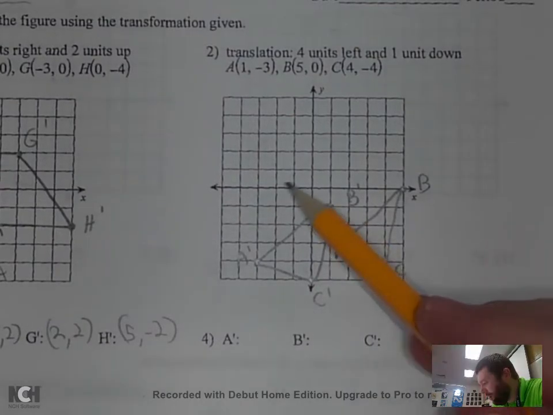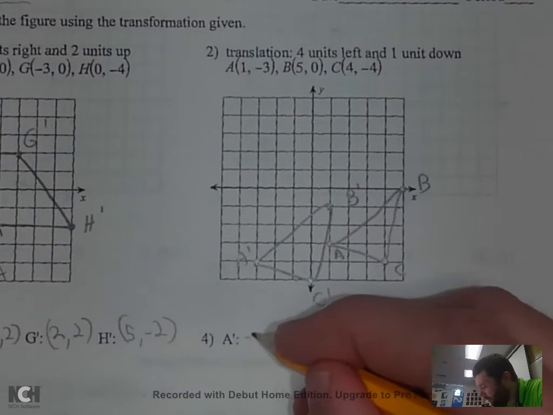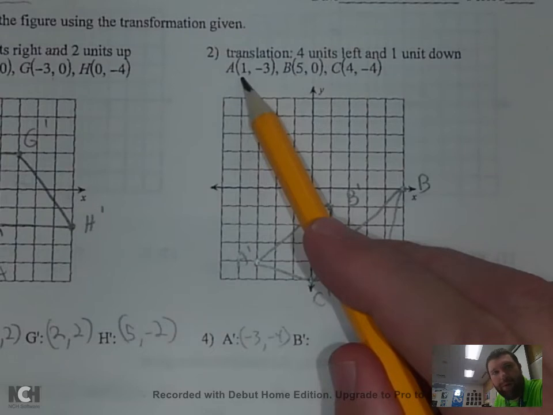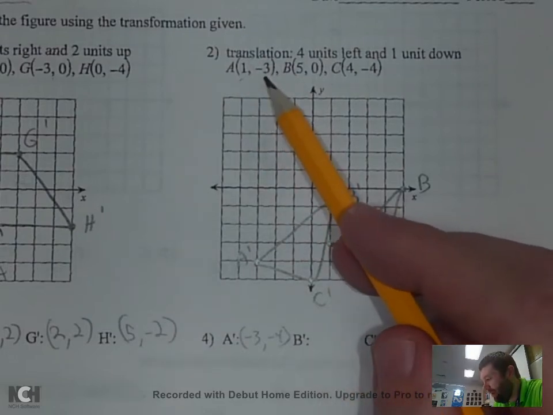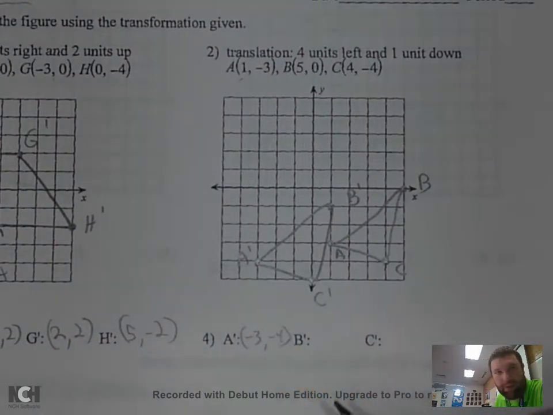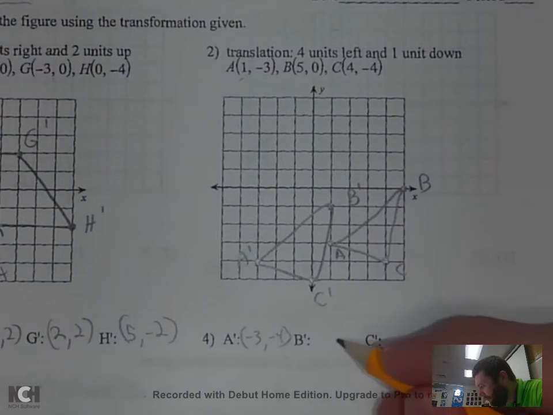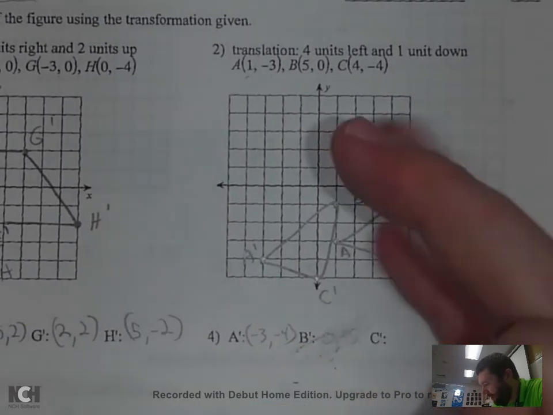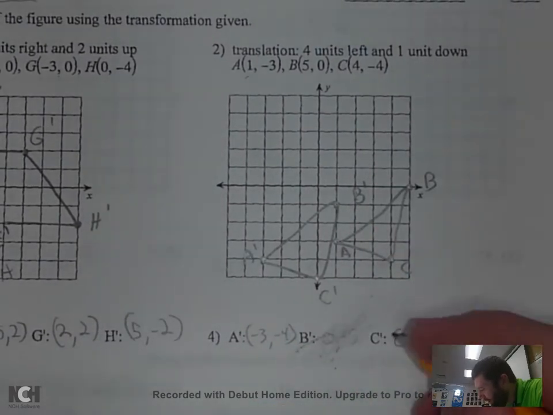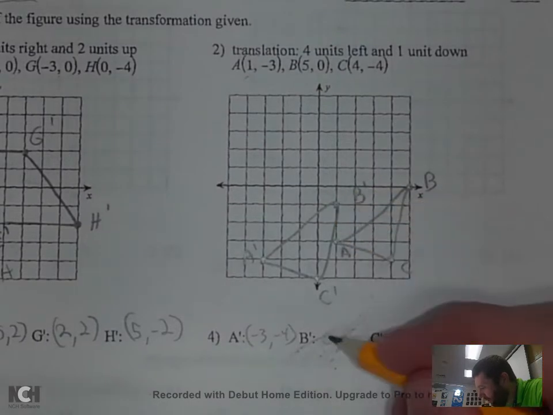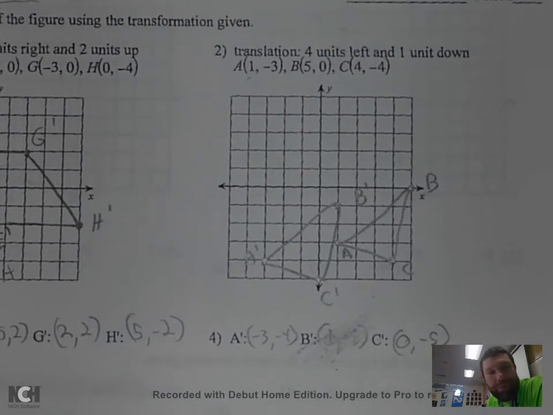And then again, I can just look at the graph. This is -3, -4. Or I could just subtract 4 from 1 and subtract 1 from -3 to get those numbers. Okay? C is 0, -5. Oh, that's C, sorry. Not B. 0, -5. And B was 1, -1. Okay?